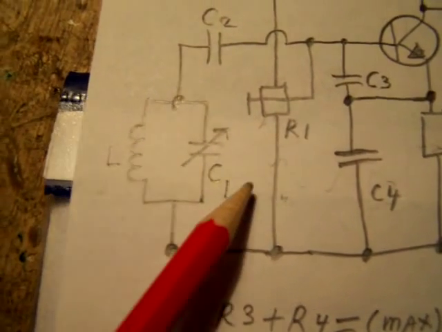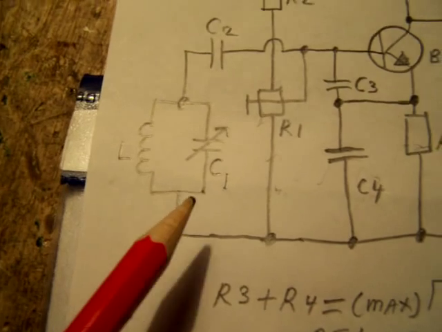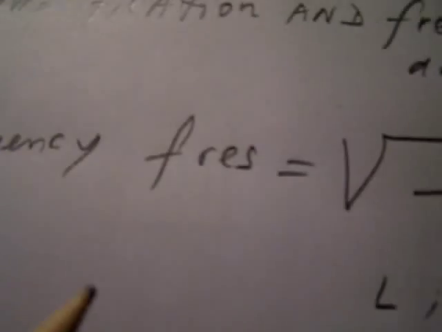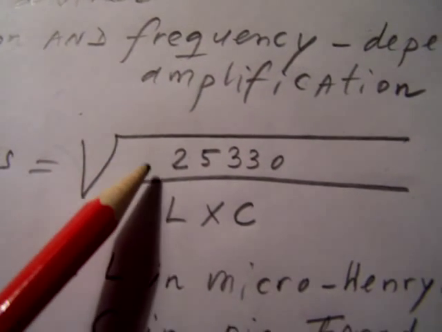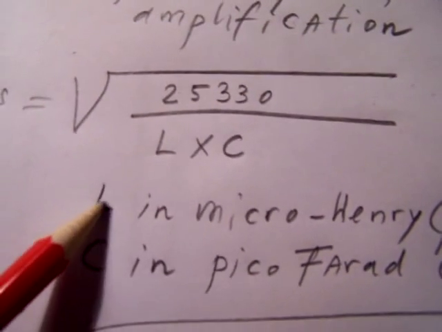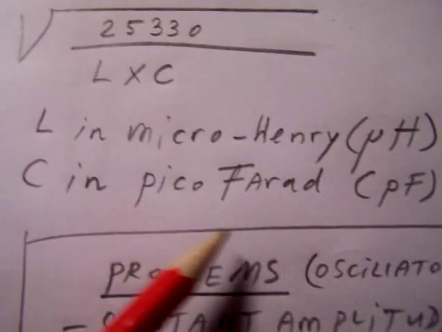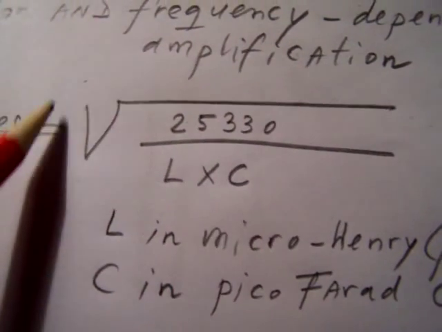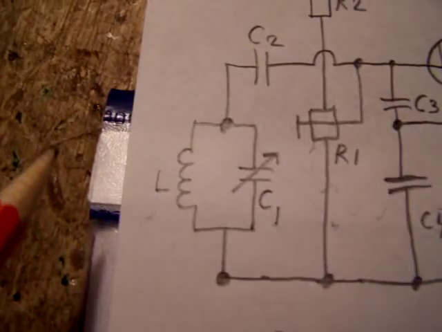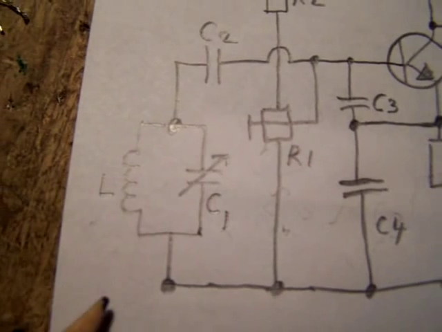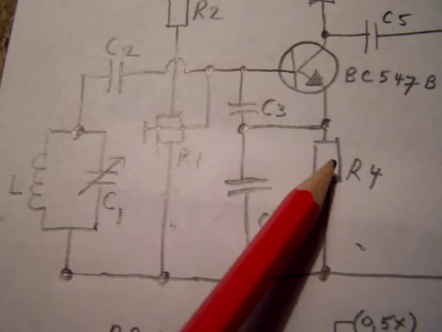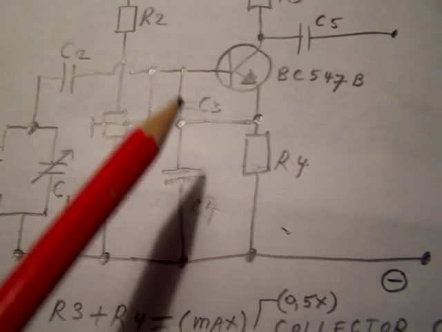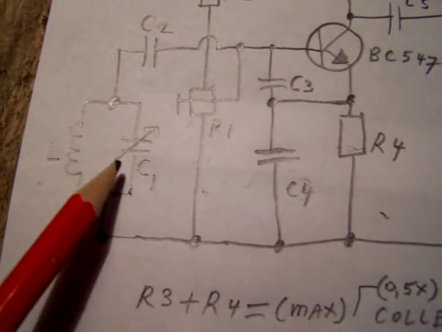This coil and this capacitor form a tank circuit, and they are tuned to the central frequency on which the oscillator works. That's given by these numbers: the square root of 25,330 divided by these values, where the inductance value is in microhenry and the capacitance is in picofarad. So this formula is very important, and this coil and capacitor set the frequency on which the oscillator works, and all the other components only support the frequency where it works. So all these capacitance and inductance values have to have a relation to the frequency where this coil is tuned to.